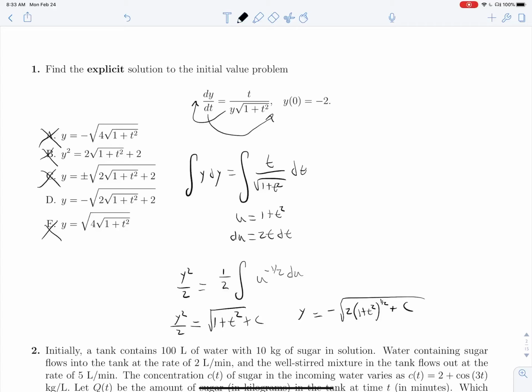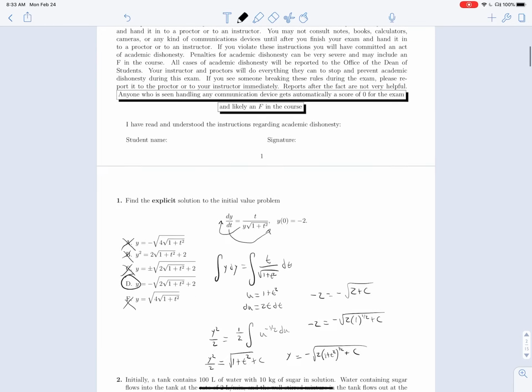So let's plug in t equals 0 and find our value C. And I have a pretty good hunch that we're going to get D as our answer choice. So plugging in our values, negative 2 for y equals negative root 2 times 1 plus 0 to the 1/2 plus c. This is negative 2 is equal to negative root 2 plus c, so c must be 2. So our answer for number 1 is D.